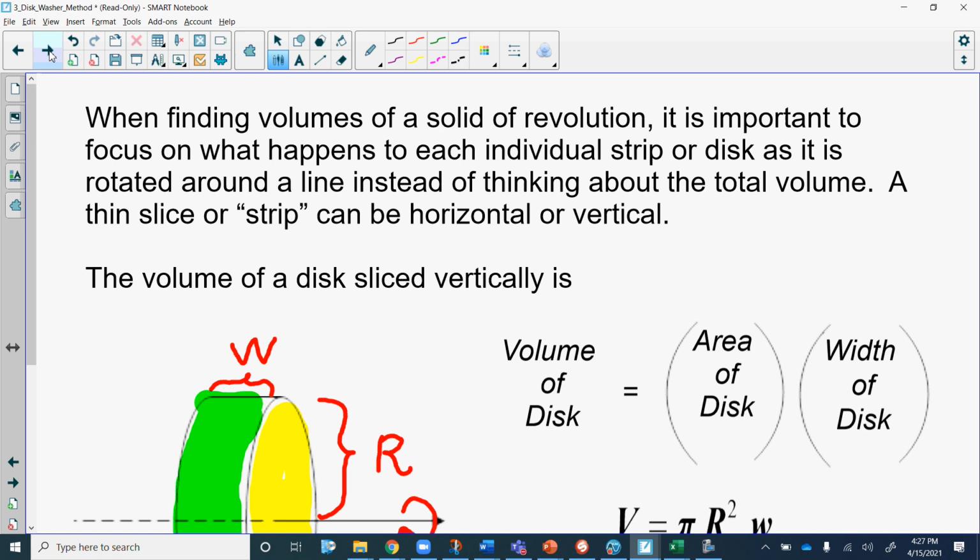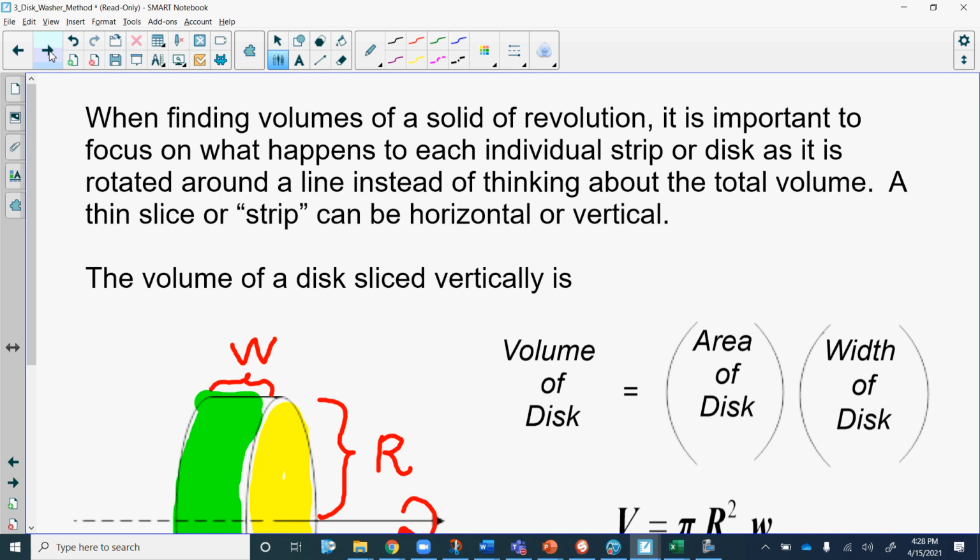But here, this is illustrating a little bit more in detail what the disk method is doing. You're taking that small rectangular region, rotating it around an axis, which is creating that small cylinder, which is why we're using the cylinder formula for volume. When finding volumes of a solid of revolution, it's important to focus on what happens to each individual strip as it's rotated. A thin slice or strip can be horizontal or vertical, and we've seen that with the cross-sectional volumes that we've done in a previous video.